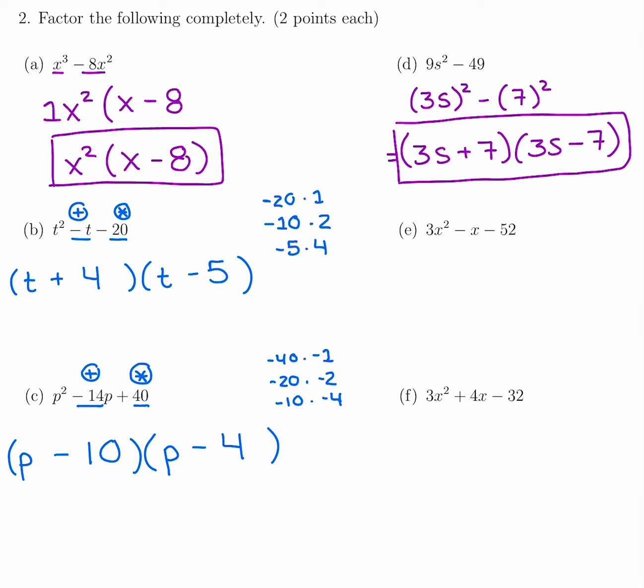We're going to do these last two in the next video. They have a coefficient in front of the x squared, so it's not just 1x squared, which means we're going to use the AC method.